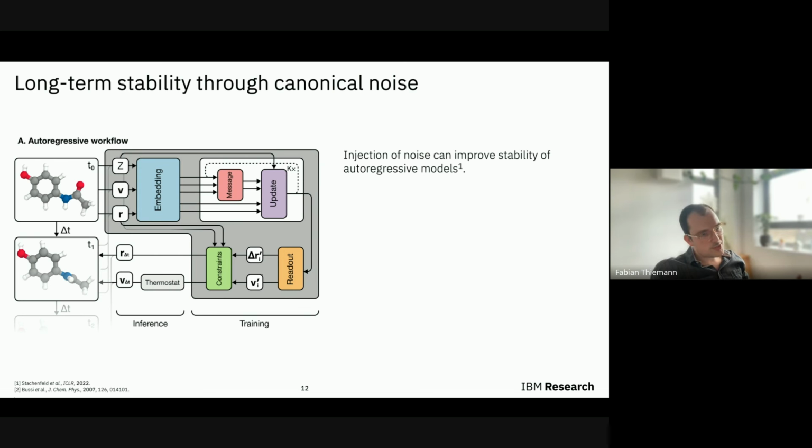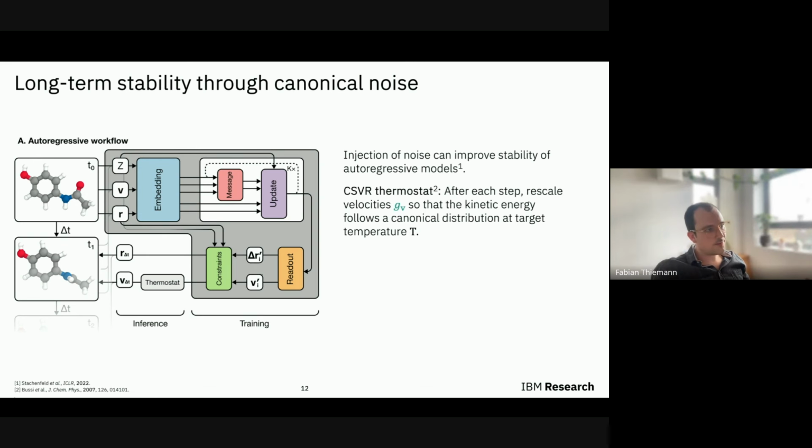As I mentioned before, we train the model on learning NVE data, but we can use a thermostat after each step to lift the states to the NVT ensemble by introducing noise. So what we do is use a CSVR thermostat, which is one of the most commonly used thermostats, which rescales the velocities our model predicts, which are NVE velocities.